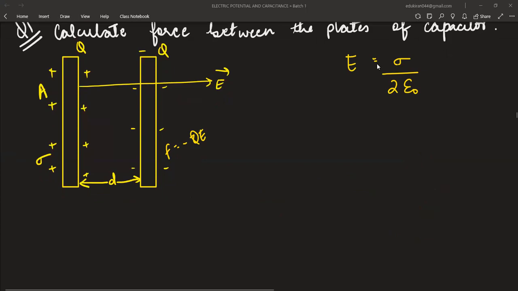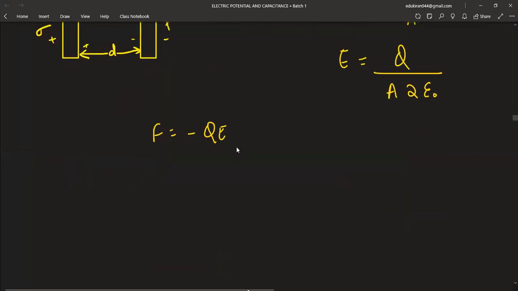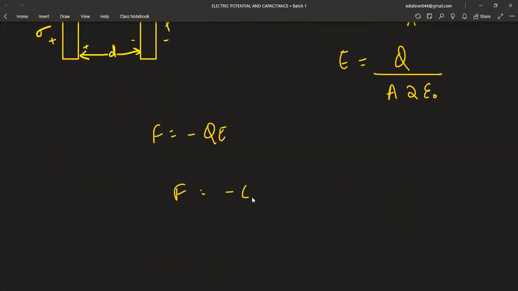Now we have a single plate, the electric field due to this positive plate I'm writing. And sigma, we have seen, is charge divided by area. The electric field would be charge by area times 2 epsilon naught. Now you know force is minus QE because of this negative plate. We are writing the force on this negative plate. So force would be minus Q multiplied by this electric field, and this electric field is Q by 2A epsilon naught.